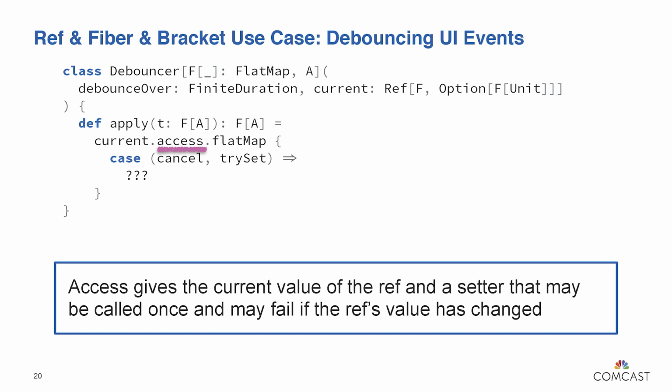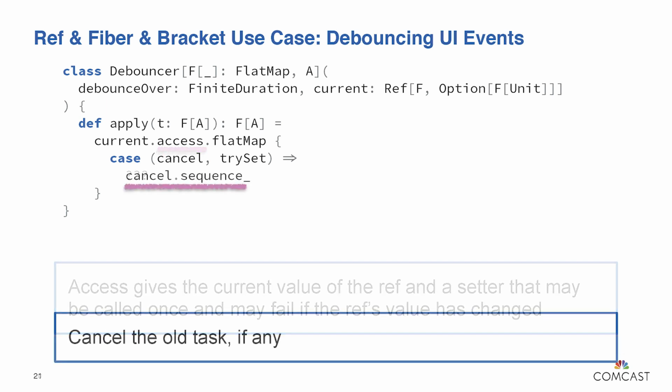Apply is a little more interesting. Apply, we're going to use this access operation. So access is kind of mind-bending. We call access, we flatMap into it, and we get a tuple. The first element of the tuple is a snapshot of the current value of the ref. In this case, I call it cancel. And the second element of the tuple is a setter, right? That lets us attempt to set the ref to a new value. Now, that might fail, and I have to handle that if it fails. It would fail if there were concurrent updates occurring. So if between the time that I called access and the time I evaluated my set, something else came in and concurrently set my ref, my overall setter is going to fail.